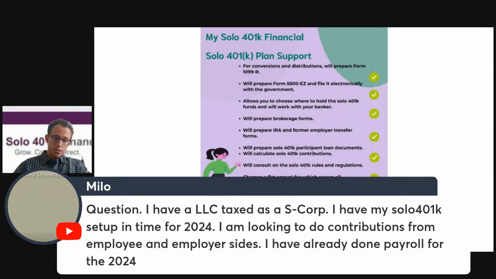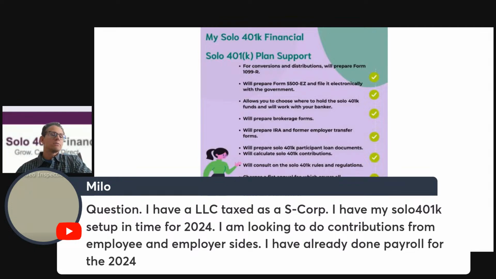Okay, great. Well, you're going to be able to contribute for 2024, both employee and employer contributions to the self-directed 401k because you went ahead and opened that plan by December 31st of last year. Now, even if you open the plan here in 2025, you could still do employer contributions for 2024 by your business tax return due date plus extension.